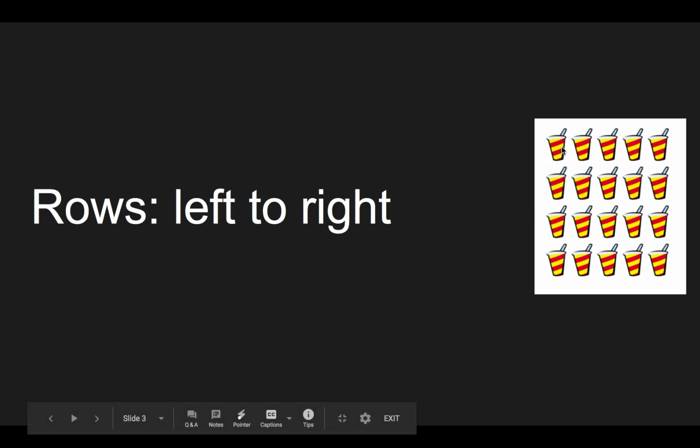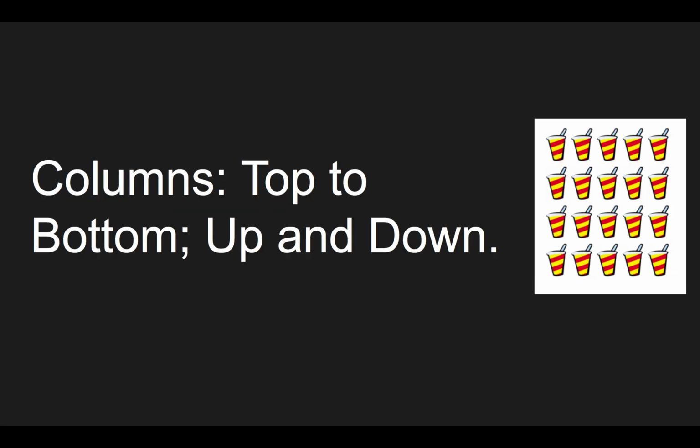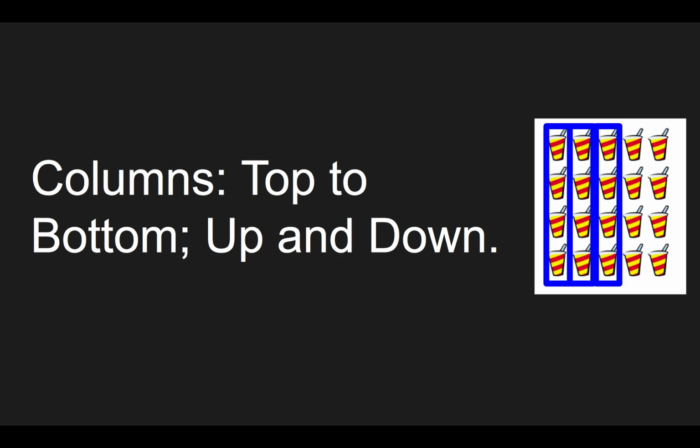Second vocabulary word is rows. Rows are organized from left to right. So all of these objects here, left to right, is called a row, right? So you have 1 row, 2 rows, 3 rows, and 4 rows. And then lastly, you have columns, and those are organized from top to bottom or up and down. Using the same array, here's 1 row, 2 rows, 3 rows, 4 rows, and 5 rows. All right, so here is your activity.